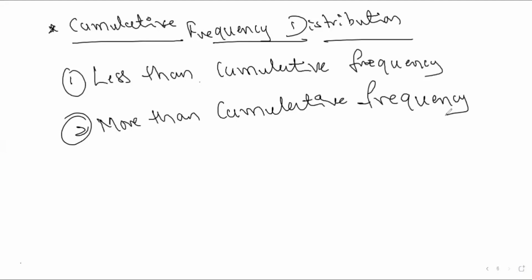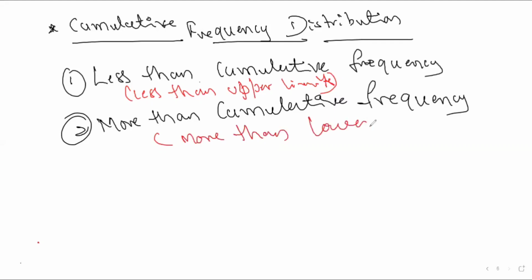How do we define the first one, less than cumulative frequency? These are frequencies which are less than upper limits. Is it clear? And more than cumulative frequencies are frequencies which are, sorry, the opposite, more than lower limits. Here the first one is less than upper limit, and here more than lower limits. So less than cumulative frequency means what?